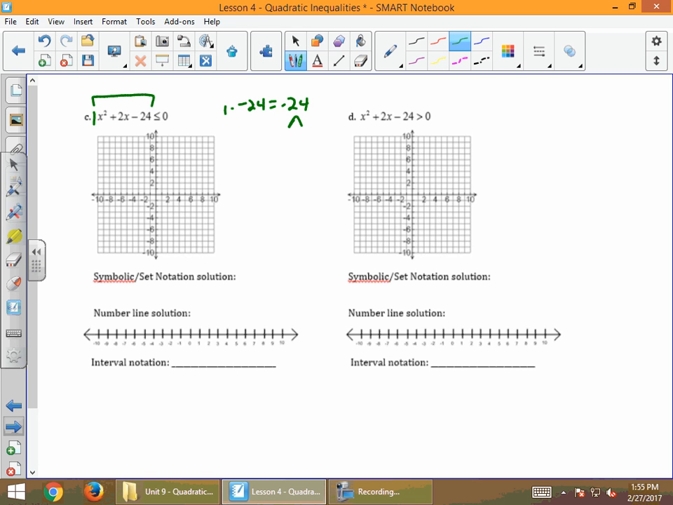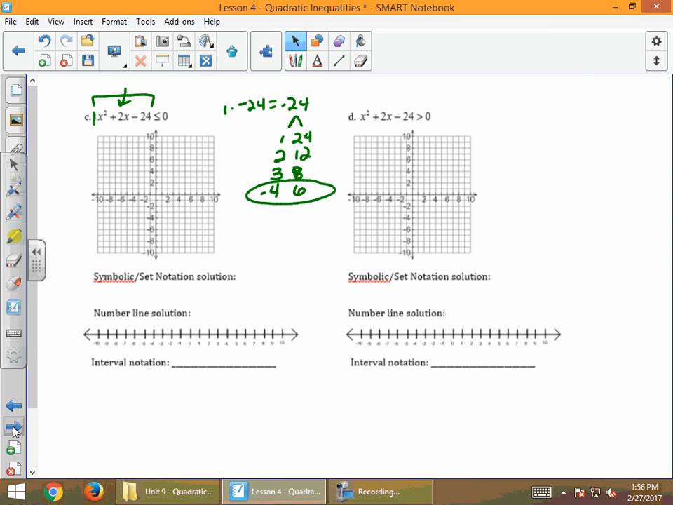1 and 24. What else? 2 and 12. What else? 3 and 8. And then one more. We hit 4 and 6. Which of those will combine to give us our middle number? 2. Right? 4 and 6. How do they have to combine to get a positive 2? -4 plus 6. So that's going to be our new middle.